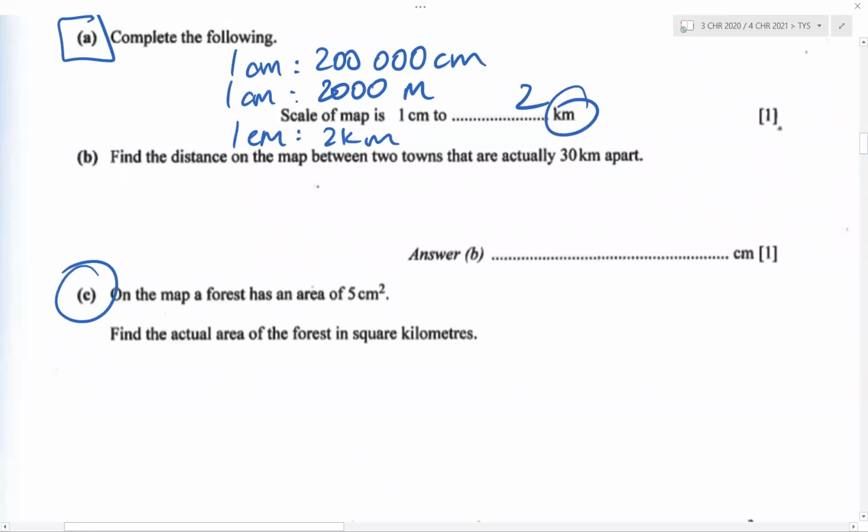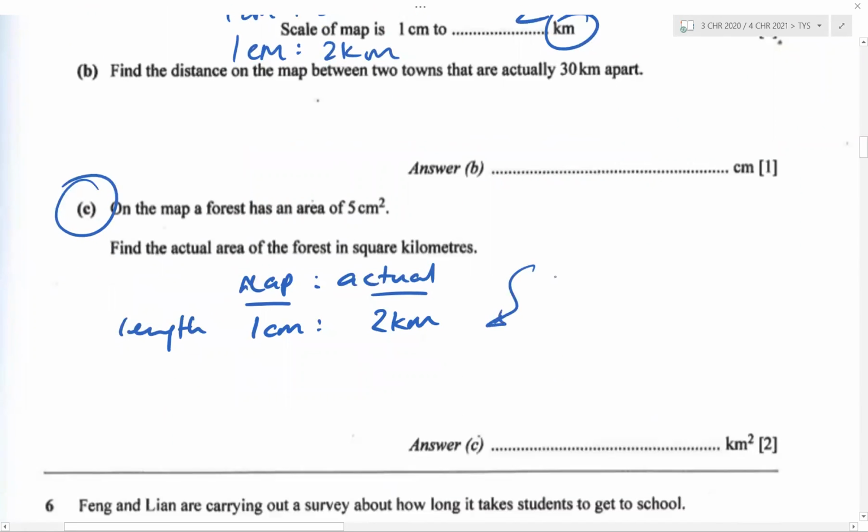Now we move on to part C. Map to actual. You start off with the length. 1 cm to 2 kilometer. Okay, this was from your part A. Now they want area. What about the ratio of area? How is it determined? Okay, let's check whether you know how to do this. So Chiang Hui, how do we go from ratio of length to ratio of area?